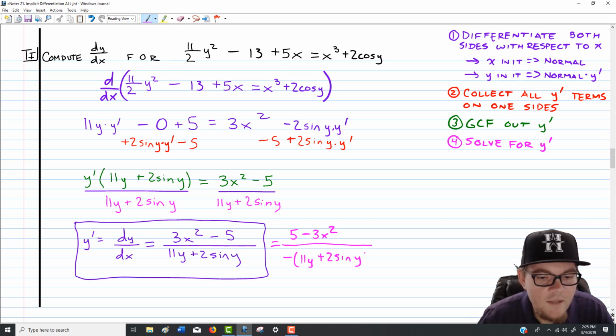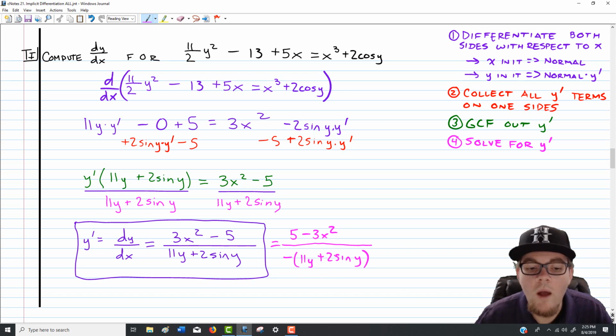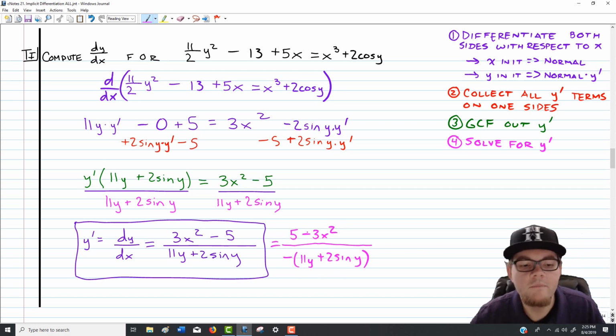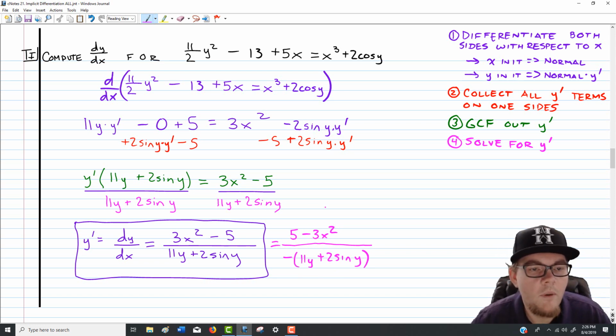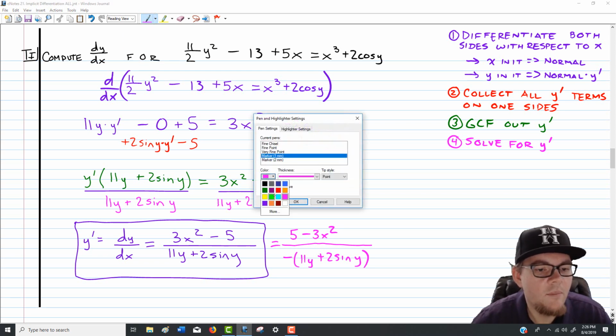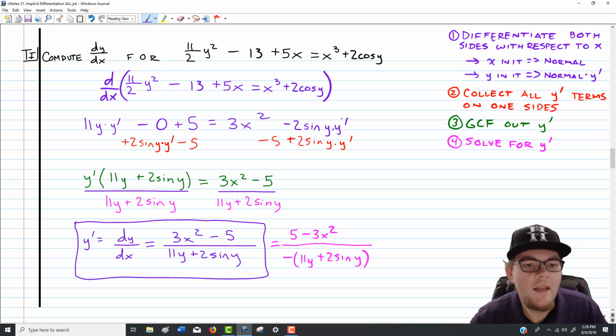So just keep in mind, if you got something that looks more like that, or negative 11y minus 2 sine of y, totally fine. You just wrote it in a slightly different form. But in any event, that is your classic implicit differentiation kind of problem. And again, this one might have thrown you a little bit, that derivative of 2 cosine of y, but the derivative of 2 cosine is negative 2 sine, and then we multiply that whole thing by y prime. So that y prime's not stuck inside the argument, it's outside of the argument too.